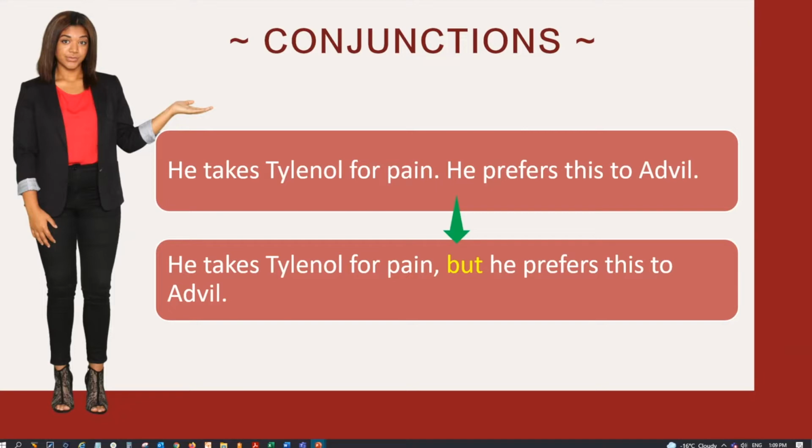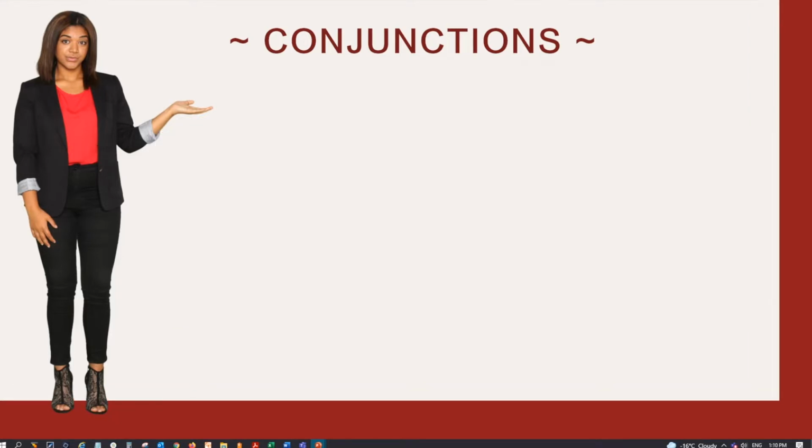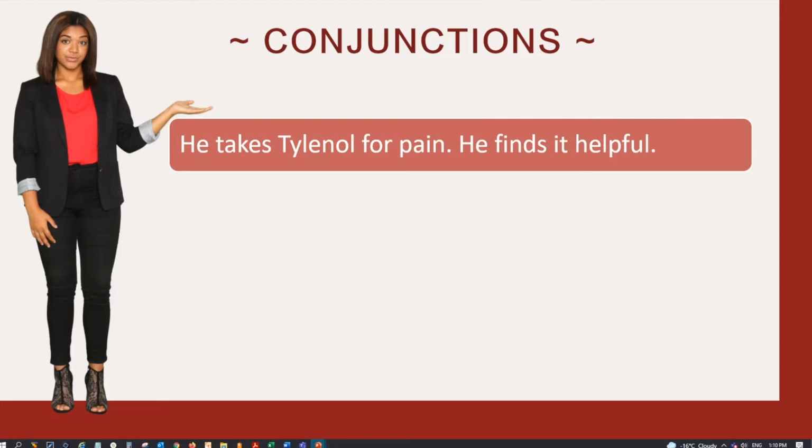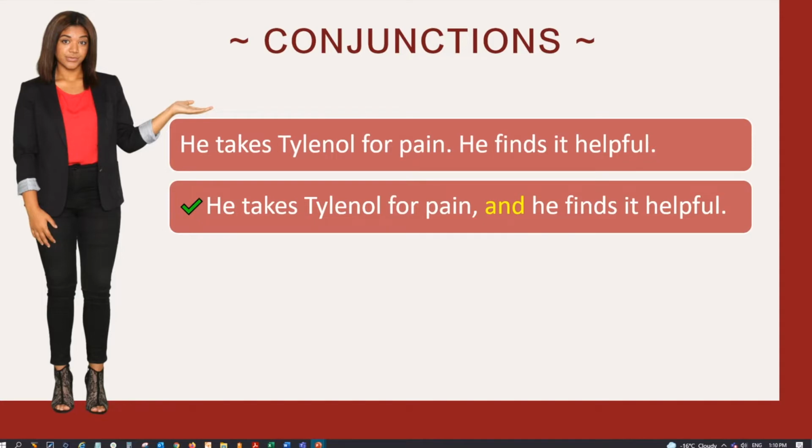So here's an example. We have two complete sentences. He takes Tylenol for pain. That's a complete sentence. He prefers this to Advil. That's a complete sentence on its own. So below we've added but, which is one of our conjunction words. So he takes Tylenol for pain, but he prefers this to Advil. So we have a complete sentence before and after the word but. So we're going to put a comma before the conjunction word and join them together. Okay. So again, here's our two complete sentences. I just wanted to show you something else here. Here we've added a different conjunction word, and. He takes Tylenol for pain and he finds it helpful.